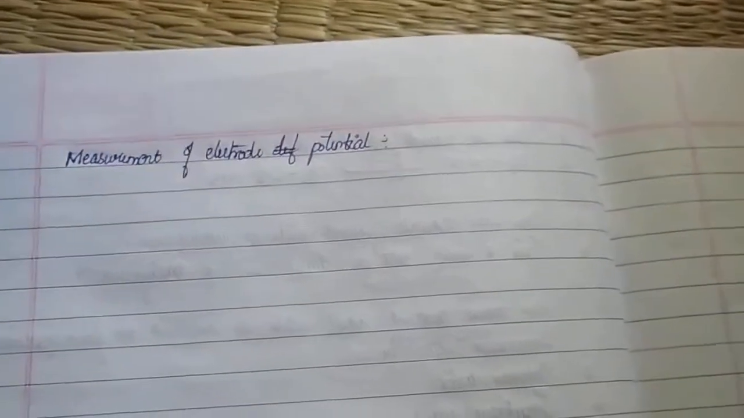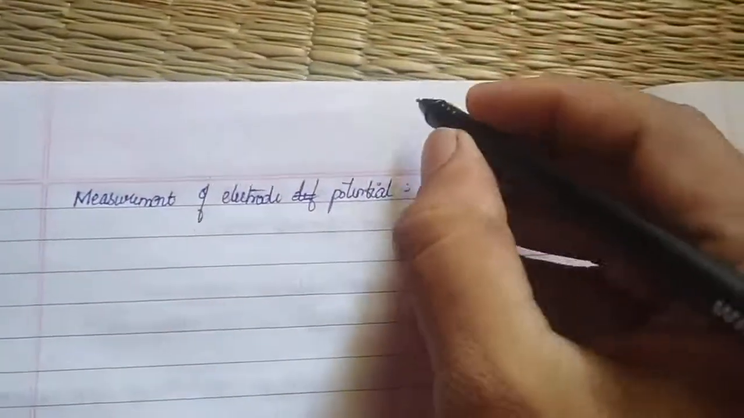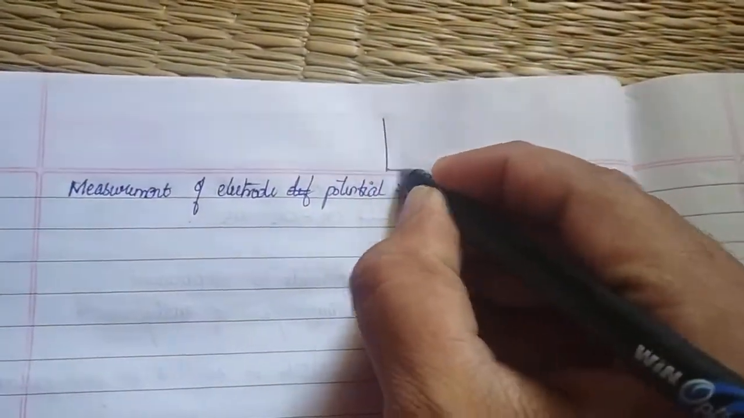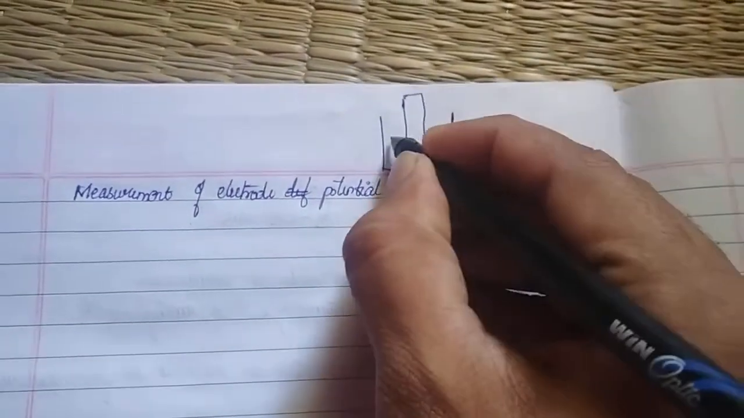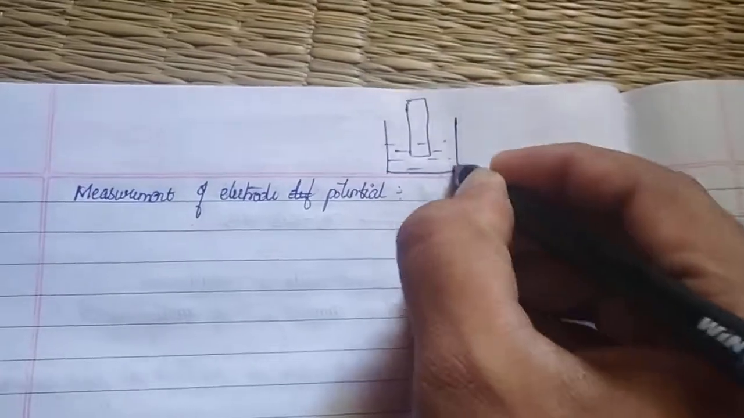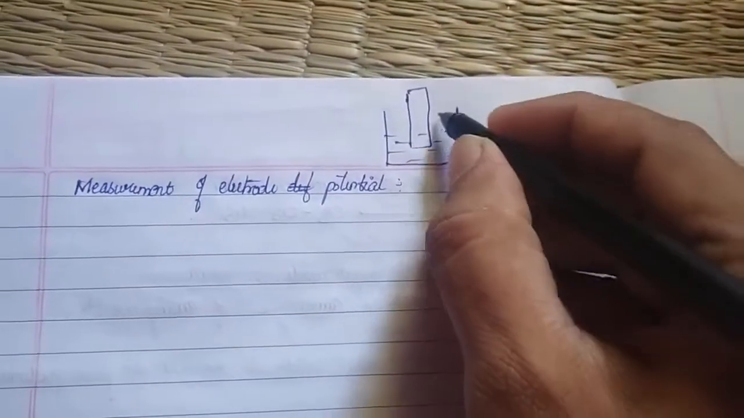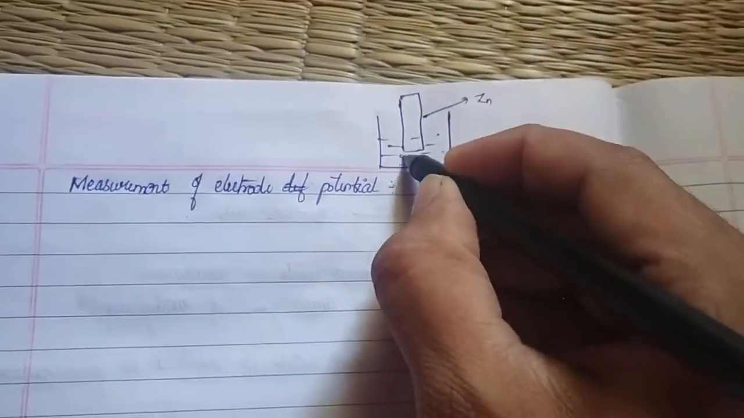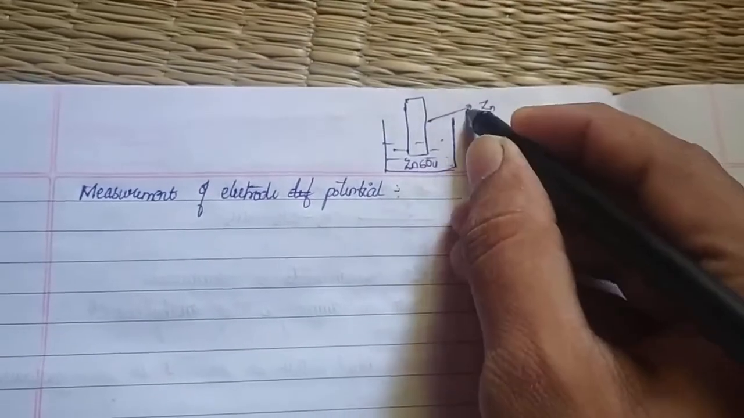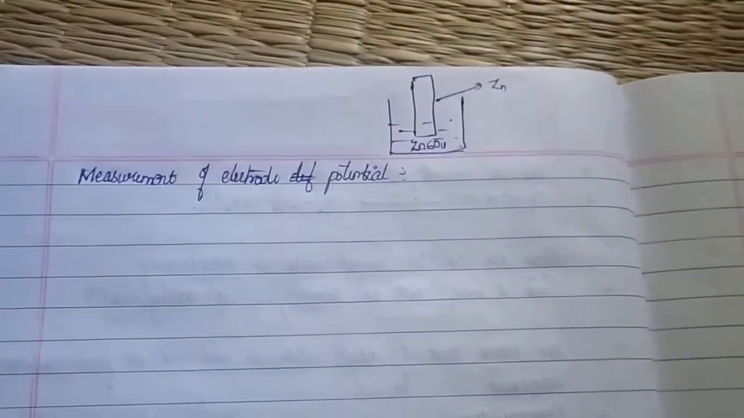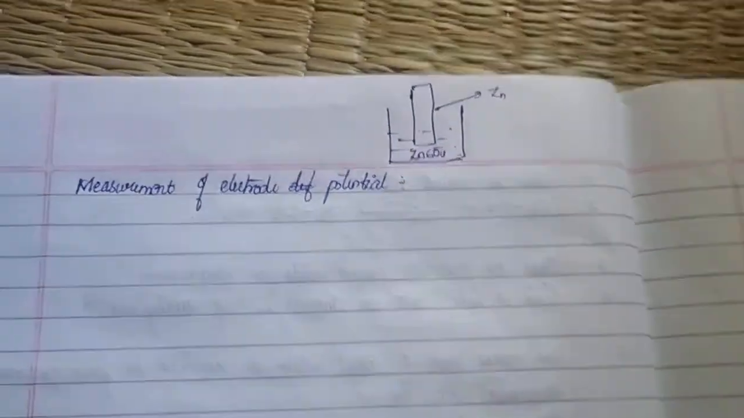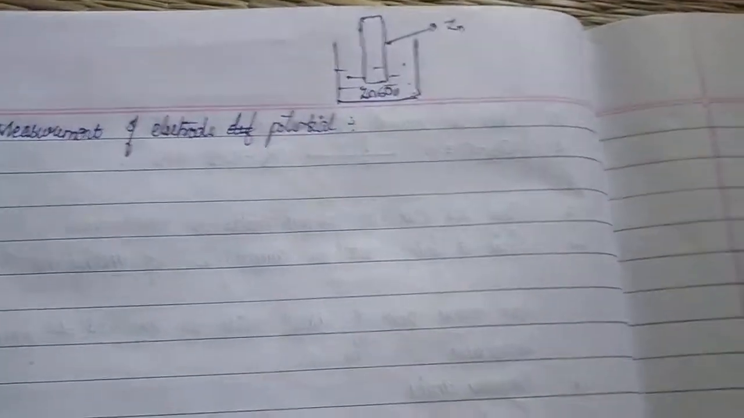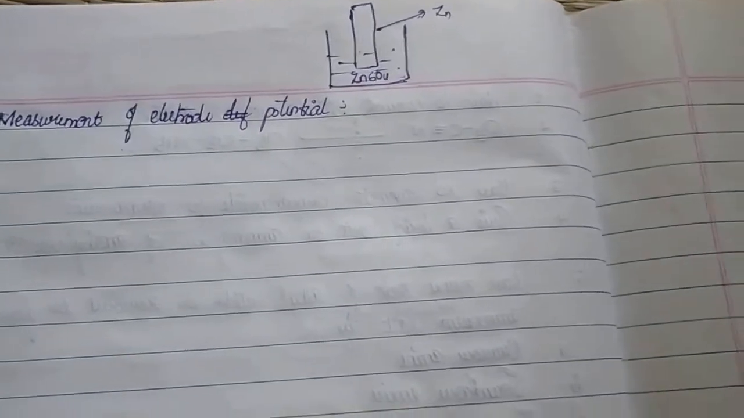But of course, when I was explaining the electrode potential, I gave you a simple diagram by taking a beaker, and dipping a respective electrode in its respective electrolyte solution. For example, if I am taking a zinc rod, this is a zinc rod, and this is your zinc sulfate. Whatever the potential difference existing between this electrode and the electrolyte, that itself is called what? Electrode potential. But of course, this was a theoretical part.